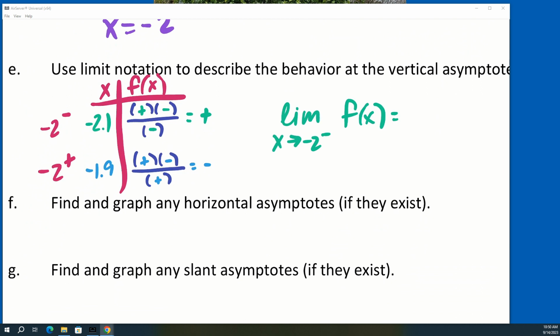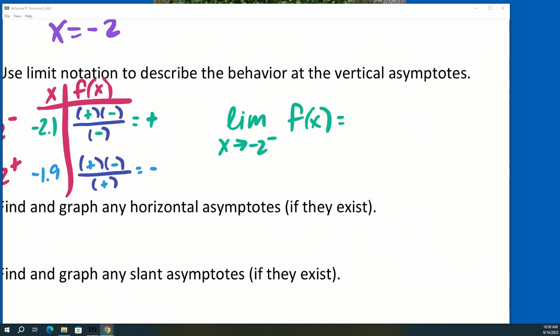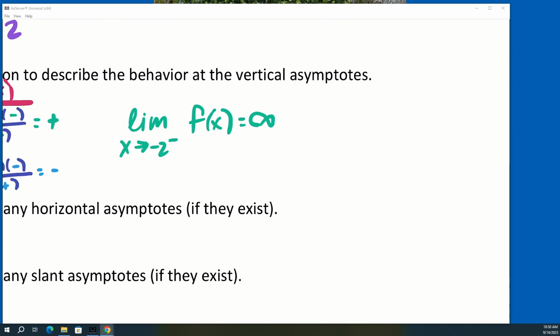And because this is a vertical asymptote, I know that positive means that on the left side, the graph is going to be going towards positive infinity. And then negative means on the right side, the graph is going to be going towards negative infinity. And we'll have to wait till we're done with it to be able to actually use that in the problem, but we will.